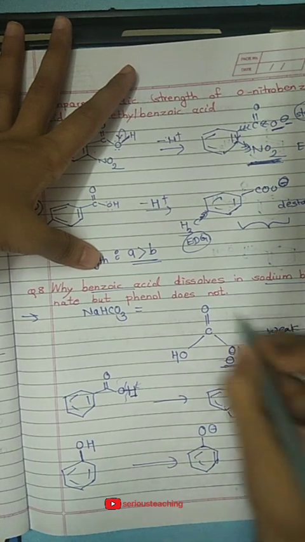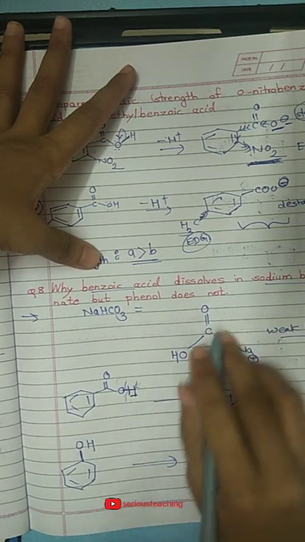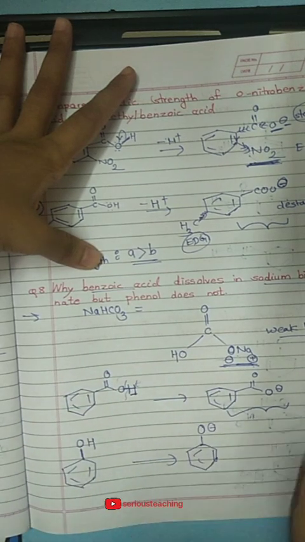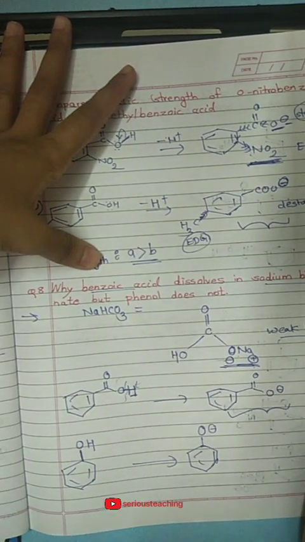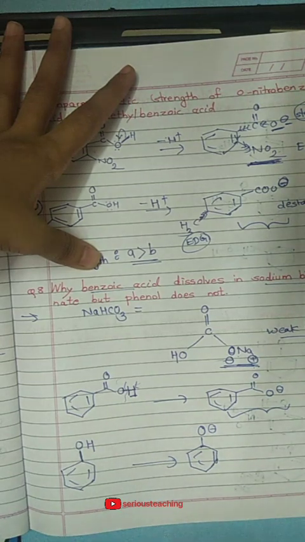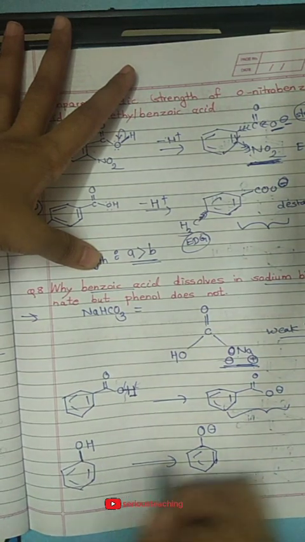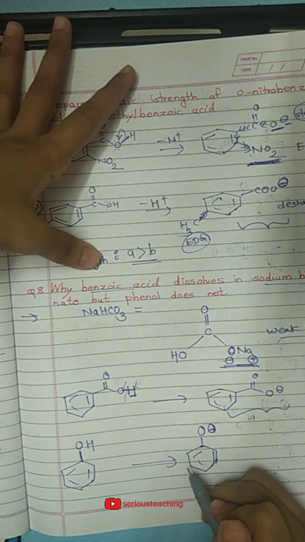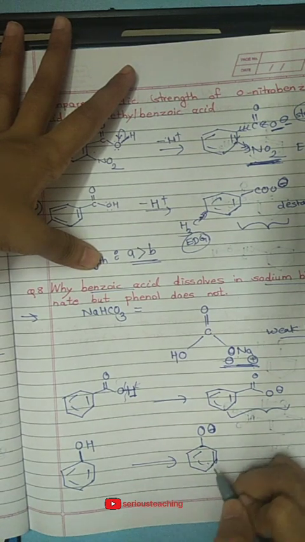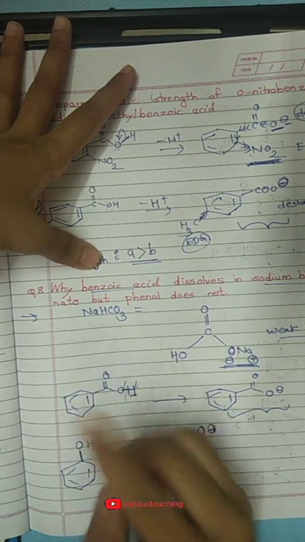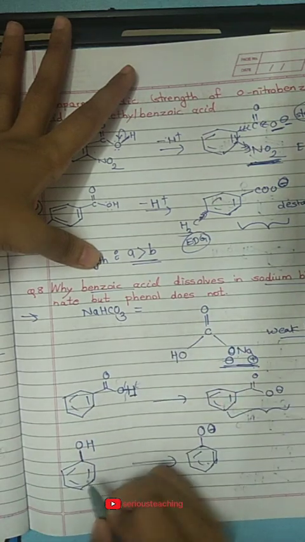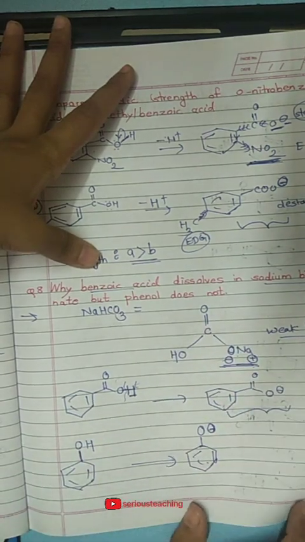Since it is weak, we need a strong acid to react. Therefore, benzoic acid, being a stronger acid. Why stronger acid? Because it can easily lose H plus and we will get a stable anion. In the case of phenol, the anion is stable, but not as stable as this one. It is a weak acid. Therefore, benzoic acid, being the stronger acid, will easily dissolve in NaHCO3, but phenol cannot dissolve in NaHCO3. I hope you understood this question.